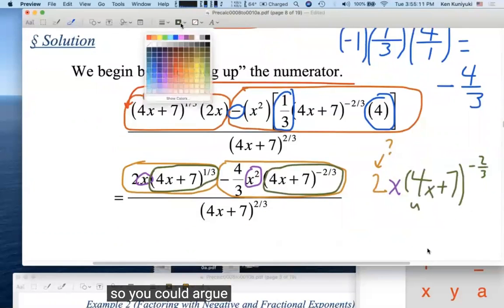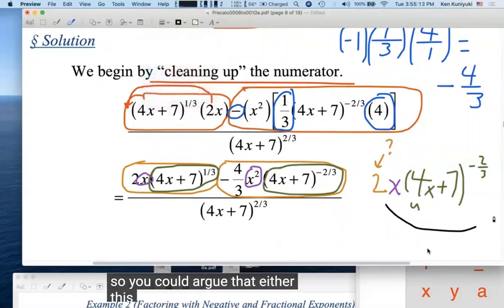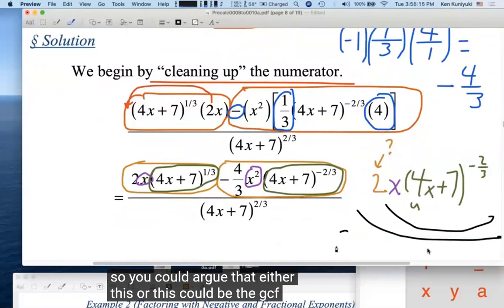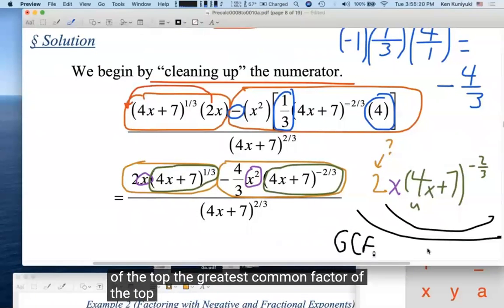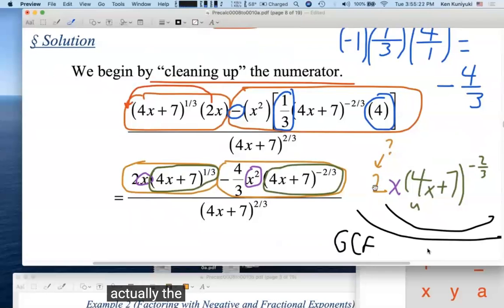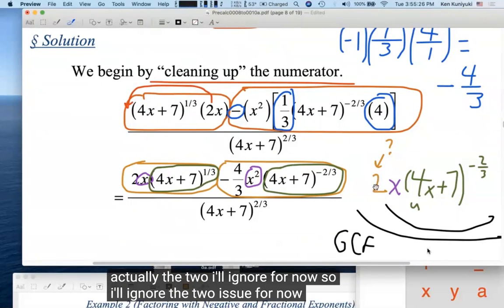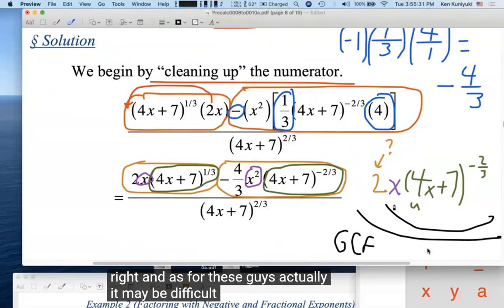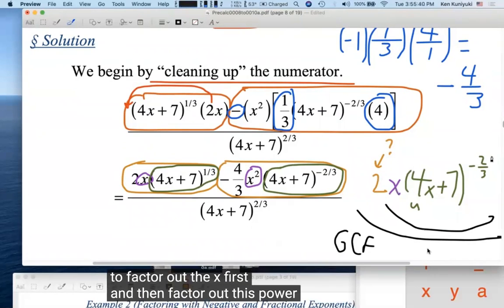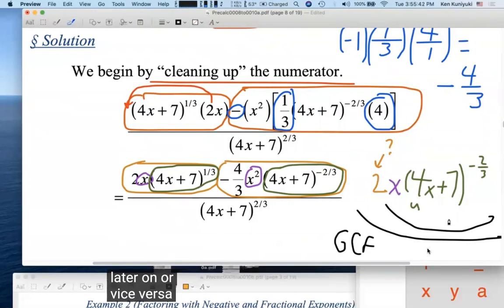So you could argue that either this or this could be the GCF, the greatest common factor, of the top. Actually, I'll ignore the 2 issue for now. And as for these guys, it may be difficult to walk and chew gum at the same time. I cannot blame students at all if they wanted to factor out the x first and then factor out this power of u later on, or vice versa.